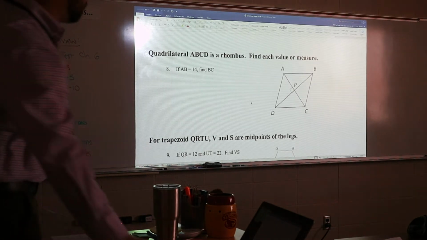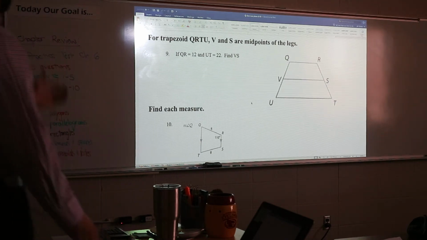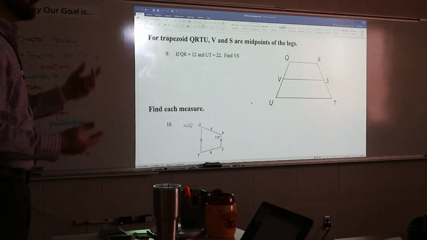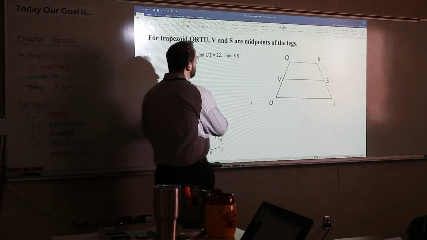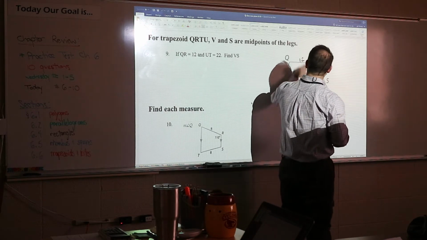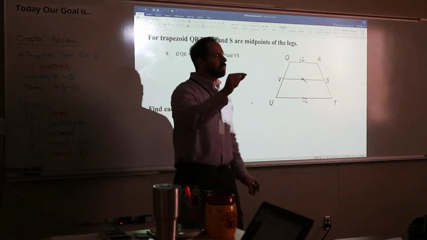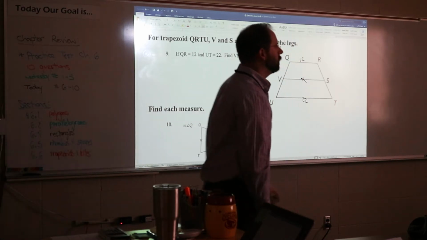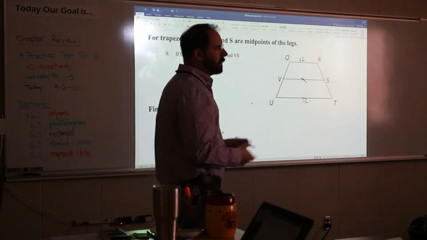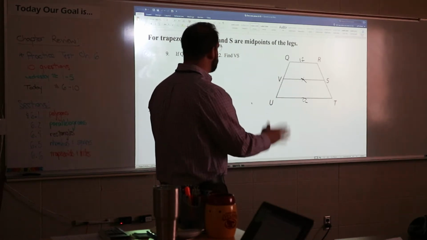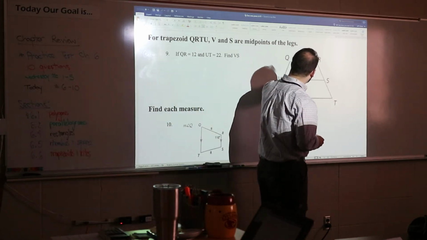9, 10. These are about trapezoids. 10 could be a kite, so you've got to be aware of that. But on this one, you had to know what the pieces are. QR is a 12, UT is a 22. This piece right here, VS, is the number that's directly in the middle of it. So whatever that number is, what do we say, 17? That made sense. That's the number directly between 12 and 22, because it's exactly 5 away.